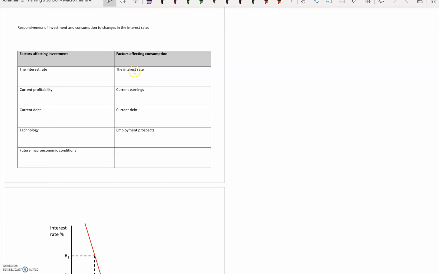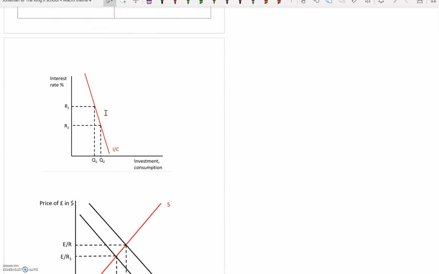Consumption, yes, the interest rate. When the interest rate goes down, I'm going to buy a house because mortgages are cheaper. But my current earnings, my current debt, and my job right now will affect that arguably more than the interest rate. So I would argue that these bottom things affect consumption and investment more than the interest rate. And if they're going the other way, interest rates may not be particularly effective.